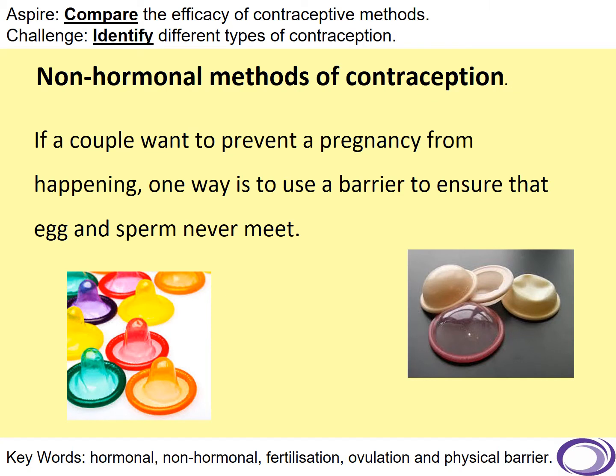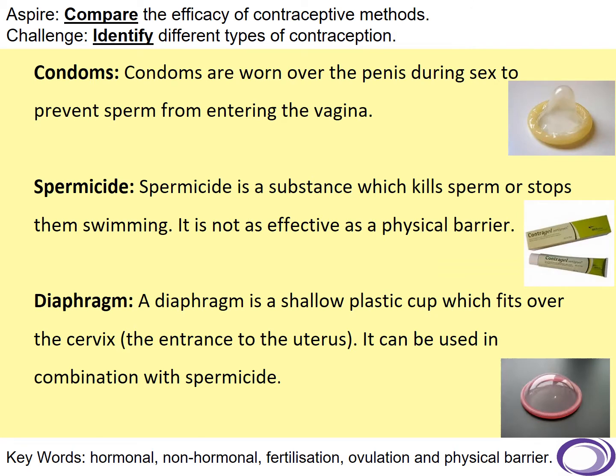First of all, we're going to talk about non-hormonal methods of contraception. These are usually barrier methods. One of the things, if a couple wants to prevent having a pregnancy, is to use a barrier that ensures that the egg and sperm never meet. And there's some pictures of them there on the Google slide. So 3 types that we need to be aware of here.